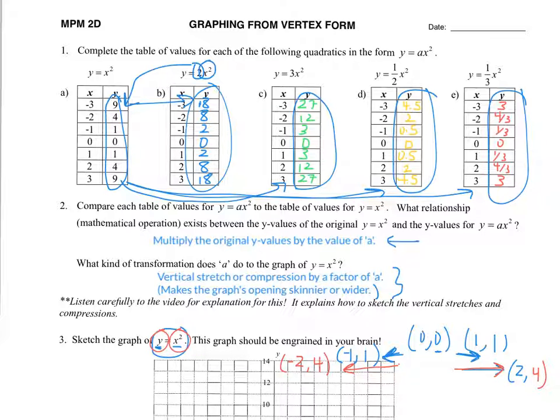So this is really what we need to know. When we move out 3 units to either the left or right, 3 squared is 9. So either left or right by 3 units, then we move up 9. And if we were to move out left or right 4 units from the vertex, 4 squared is 16. So that's what we're going to use to help us graph our graphs.